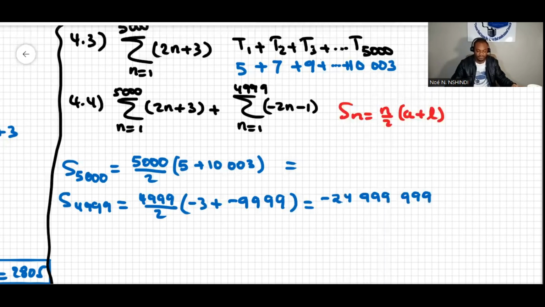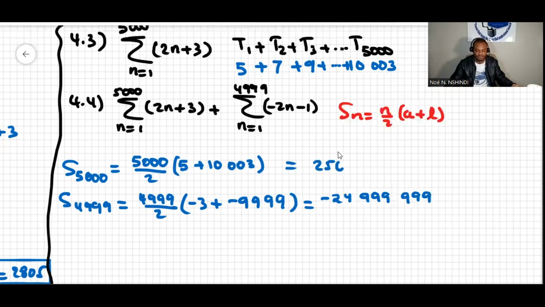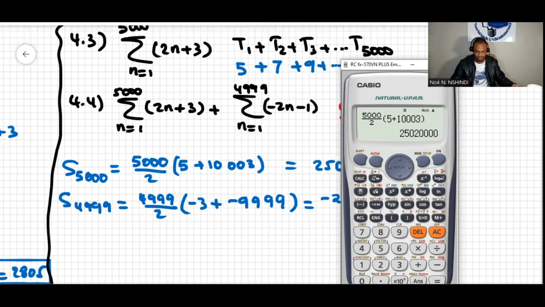And then for the other one, we have 5,000 over 2. Open brackets, and then 5 plus 10,003, close brackets, and then hit equal, and that makes 25, 0, 2, and then 4 zeros. So 25, 0, 2, and then 4 zeros.